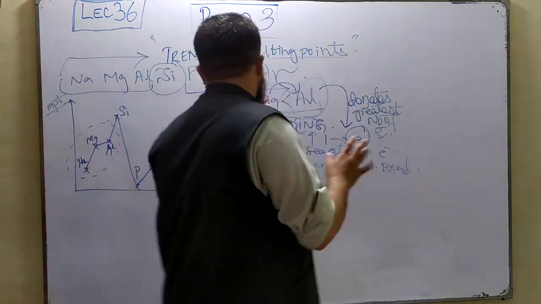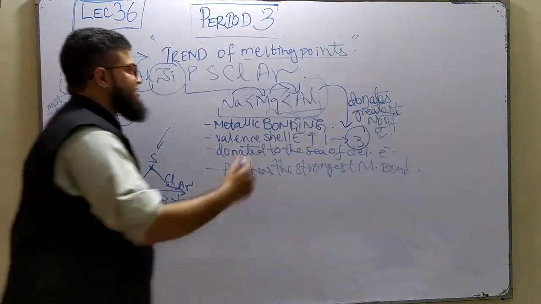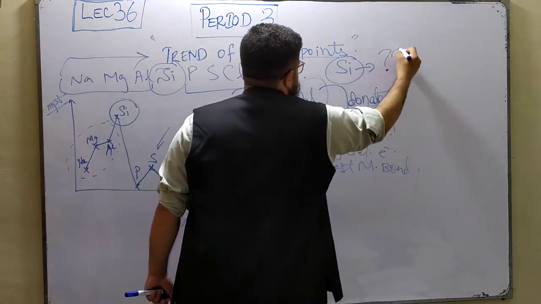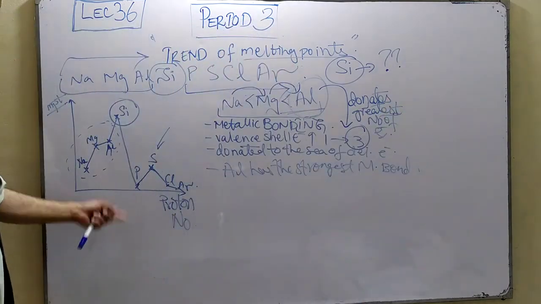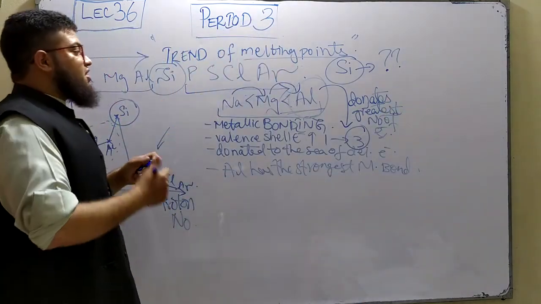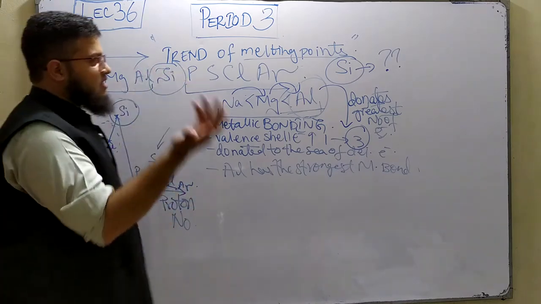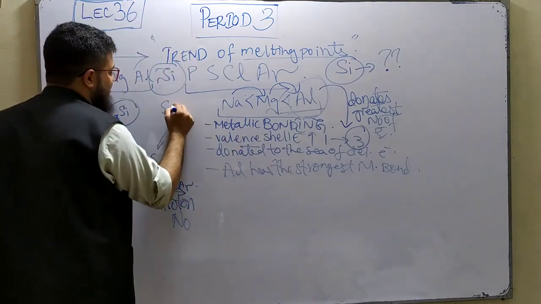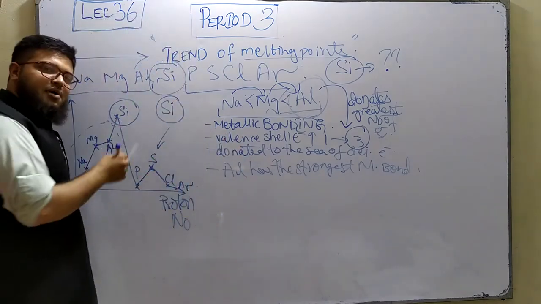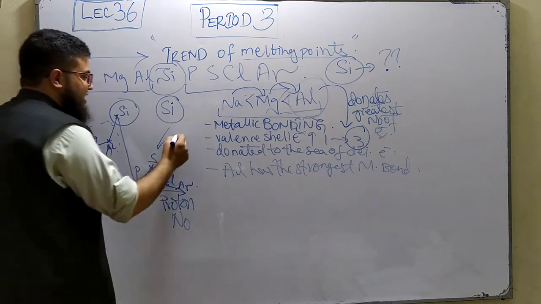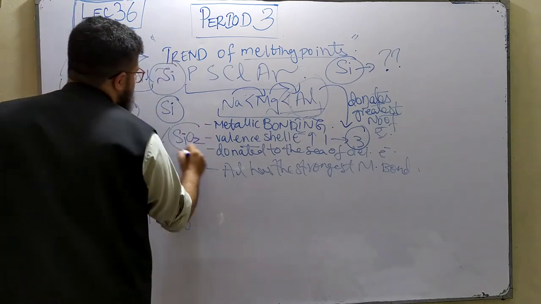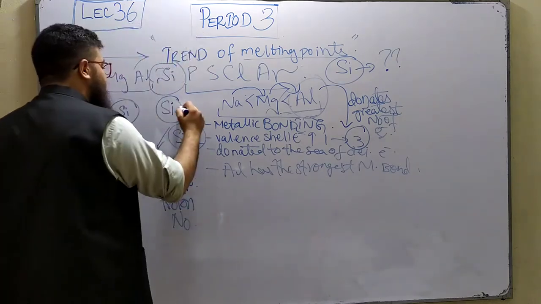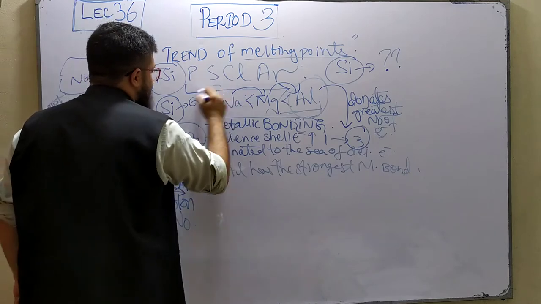Clear? Then after aluminum comes silicon. Sometimes the examiner asks why silicon has the highest melting point. Meaning not just above aluminum, but the highest, even above the non-metals and the metals and everything else. Why is that so? You might already know this answer. Remember a compound of silicon which we did previously in covalent bonding, silicon dioxide, SiO2. SiO2 has a giant covalent structure. Same is the case with silicon. Silicon also has a giant covalent structure.